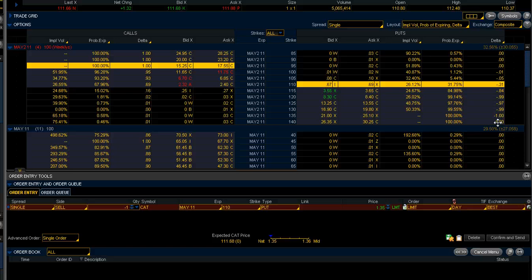Something to realize though is that delta will increase as the option becomes more in the money, and as it gets more in the money, you will see the time value priced into the option turn into intrinsic value, or just real value relative to the strike price. So it just means that if it gets more in the money, the market's going to price in a higher probability of expiring in the money by expiration. And as you get closer to expiration, you will see delta start to really move, especially if you're in the money option.